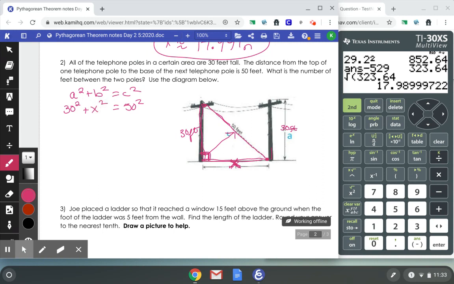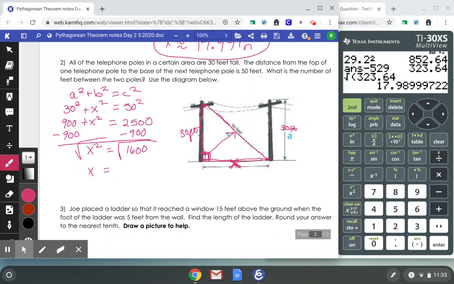Okay, got to simplify this. So 30 squared is 900. 50 squared is 2500. I got to get x by itself, so I have to get rid of that positive 900. And I'm going to do that by subtracting 900 from both sides. 2,500 minus 900 is going to give me 1,600. I'm going to take the square root of both sides. And x, the square root of 1,600, is going to be 40. So x equals 40 feet.